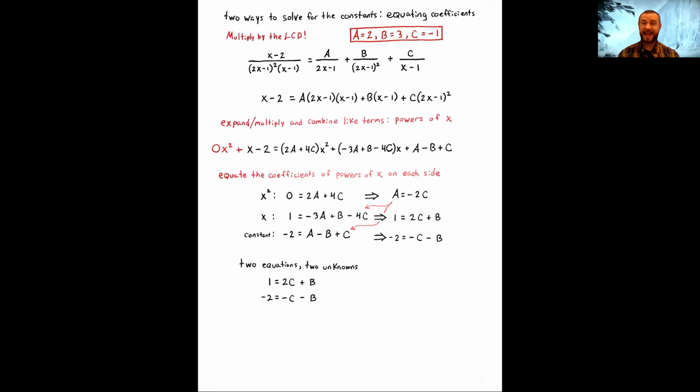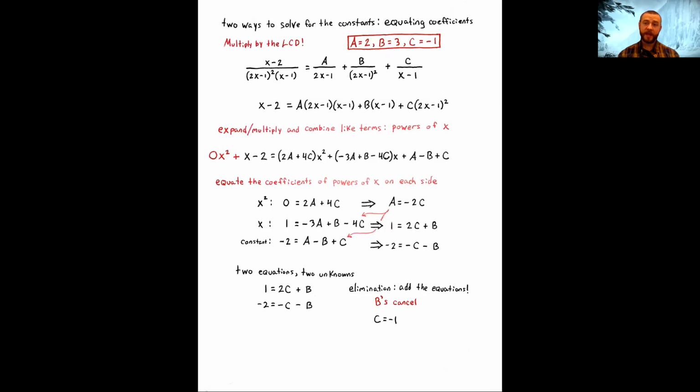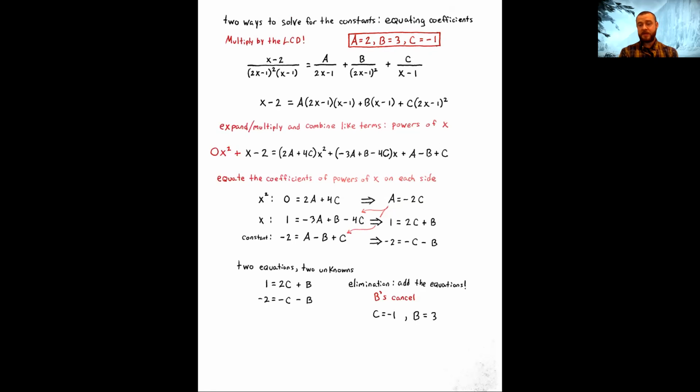Now, these two equations are set up nicely so that we can use elimination. Notice, if I add those equations together, a variable eliminates or cancels. Add these equations and the b's cancel. And you should get an equation only involving c, which you can solve to get c equals -1. If you take c equals -1 and plug it into either of those two equations, you should get b equals 3.